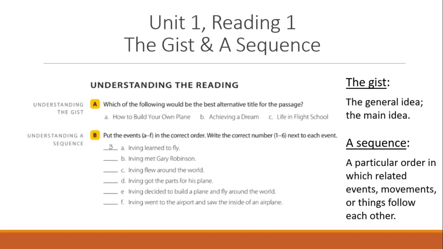So if you are, for example, cooking some ramen, you need to have a sequence, right? You boil the water, you put in the soup, you add the noodles, you stir it. These are all parts of a sequence. So in part B, you need to put the events in the correct order based on the reading. So write the correct number 1 to 6 next to each event. Both of these questions will appear in your classwork for this course, for this class today.